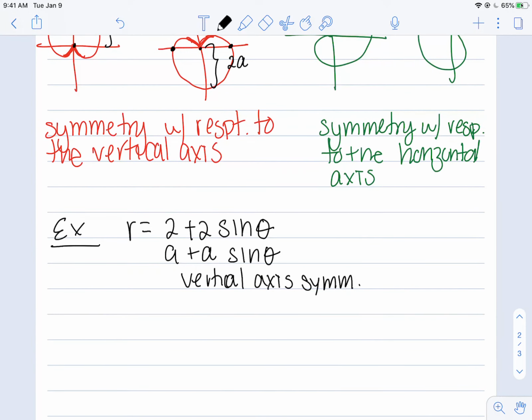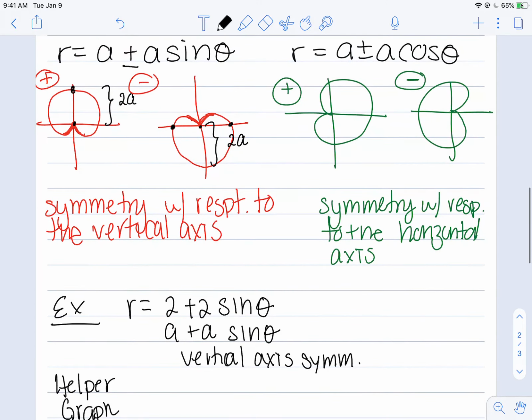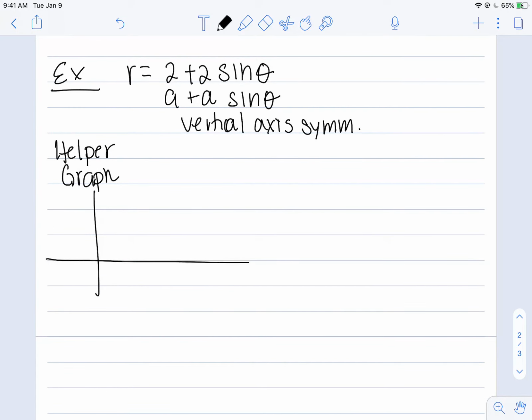And so let's look at the helper graph. I always want you to start with a helper graph, at least while we begin to get to know these graphs. All right, so we have r equals 2 plus 2 sine theta, and I have y equals 2 sine theta plus 2. It's the same graph, right? I'm shifting up 2 units. My max would have been 2, but now it's 4. Would have been negative 2, but now it's 0. And the period has not changed.